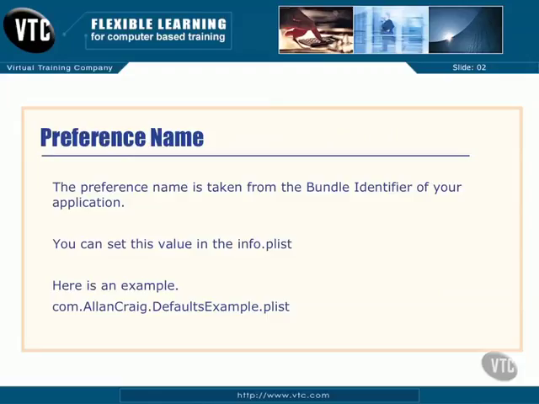The example here shows a reverse domain format. We use com, then dot, the company name, and then the application name followed by the extension plist. This naming convention works well and also aligns all your plist files together in a Preferences Finder window.